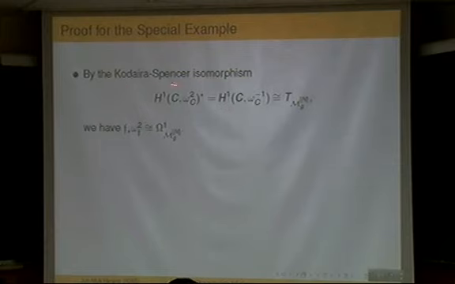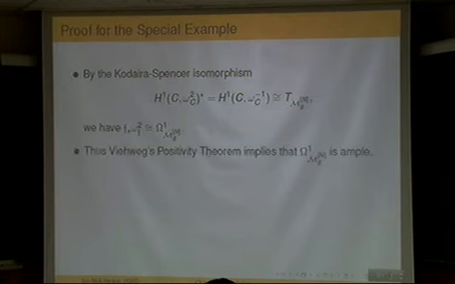By Kodaira-Spencer theory, well, maybe for curves it's even more elementary, but anyway, the direct image of relative dualizing sheaf is exactly the sheaf of differentials of the moduli space. The quadratic differentials are the sheaf of differentials of moduli space. And by Fujita's positivity theorem, this implies that this is ample. But this fact is well known, I think. The cotangent bundle of moduli of curves is an ample bundle.